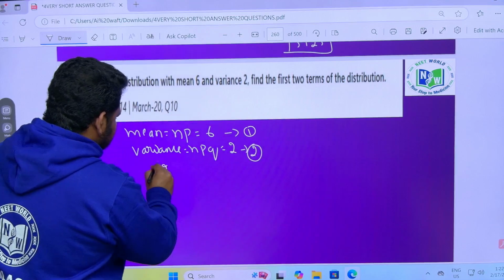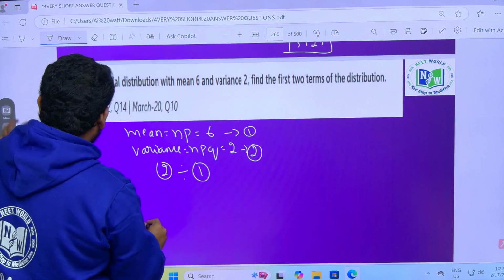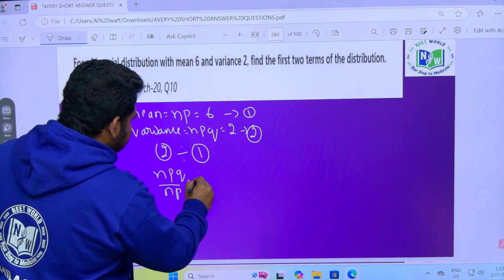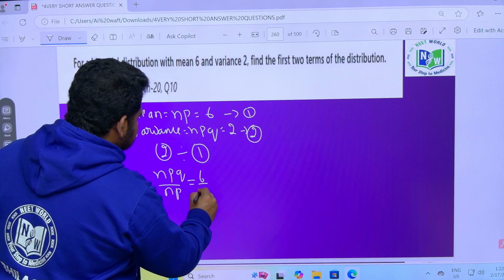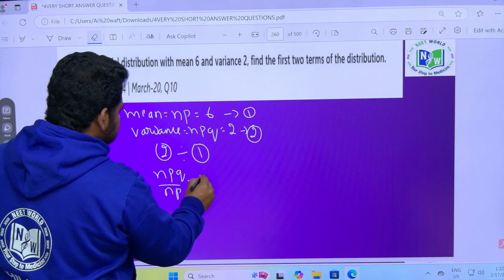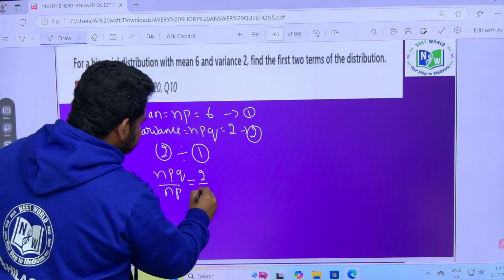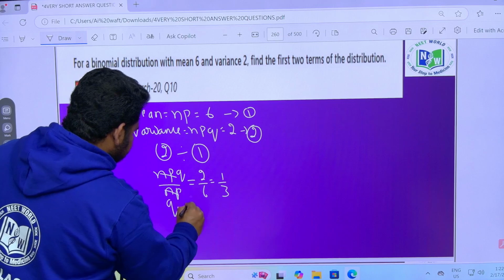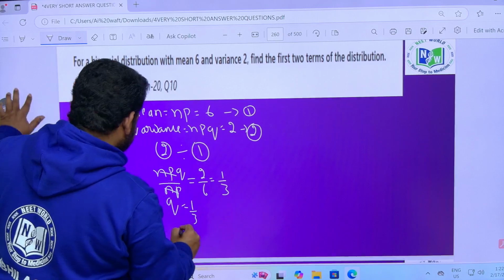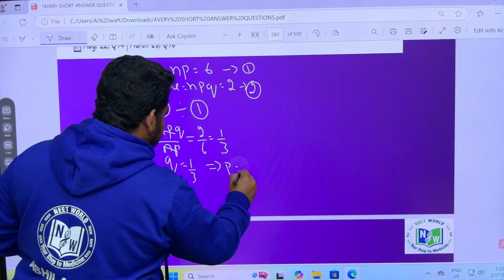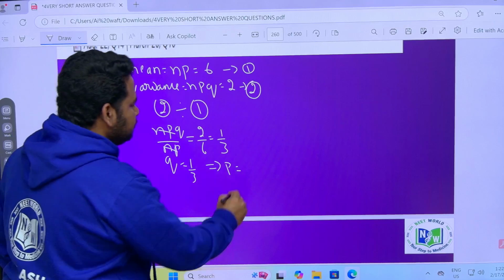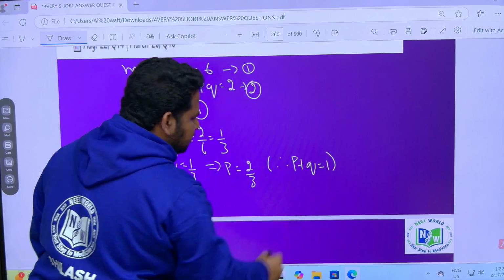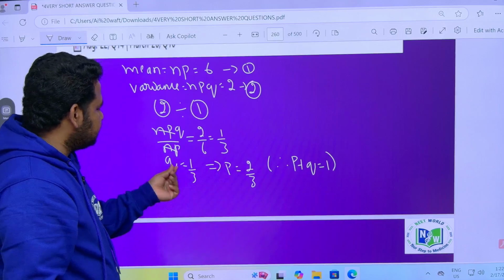We'll divide 2 by 1, will give us NPQ divided by NP, will give us Q divided by 6, or we can write it as 2 by 6 will give us 1 by 3. Here NP cancels, so Q will be equal to 1 by 3, but we know that P plus Q is equal to 1, therefore P will be equal to 1 minus 1 by 3, which is 2 by 3. We got P is equal to 2 by 3, Q is equal to 1 by 3.